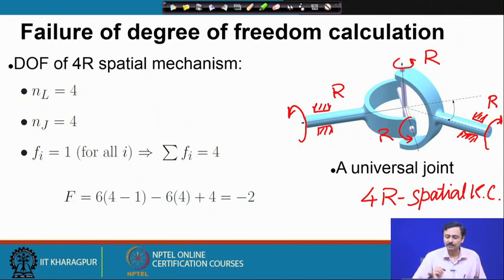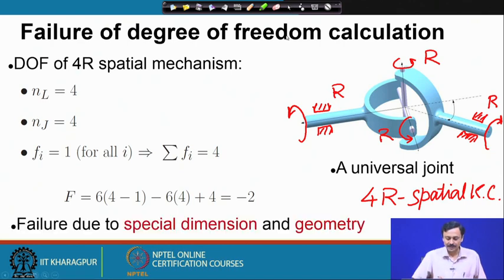So, once again we find that our degree of freedom calculation has failed, but then again remember, this is very special geometry and dimension. The 4R spatial mechanism that I had drawn in the previous slide was a general situation. Now, here you can very well see that these angles and the dimensions are very special, only then this is a mechanism. So, this is a non-generic feature. So, you have to be careful with this universal joint, the dimensional accuracy, the angles. So, under special geometry and special dimensions, this is a mechanism. The failure in this case is due to special dimension and geometry.